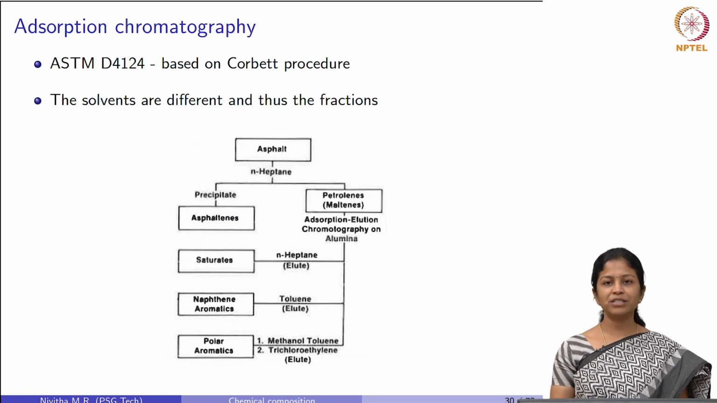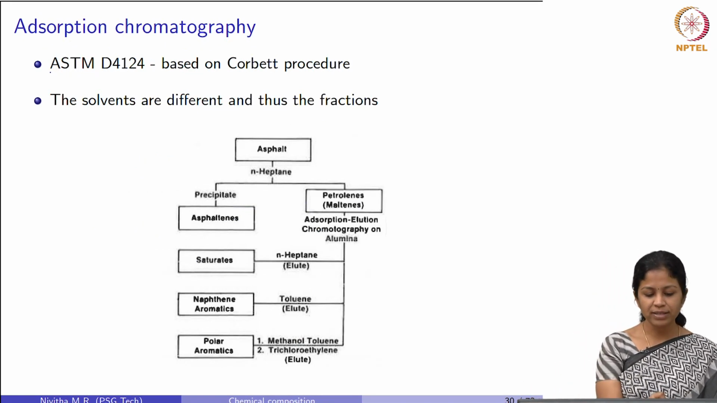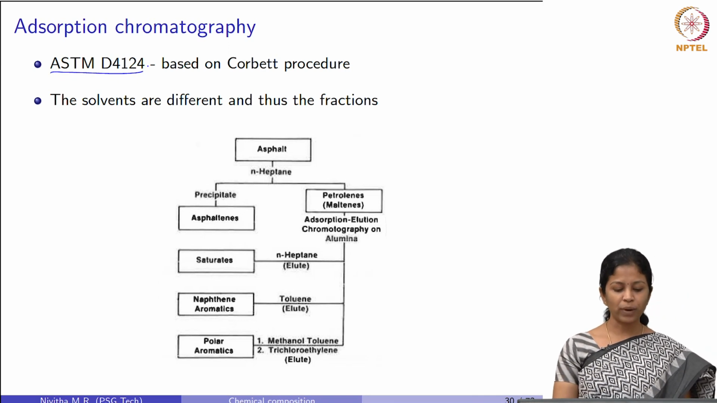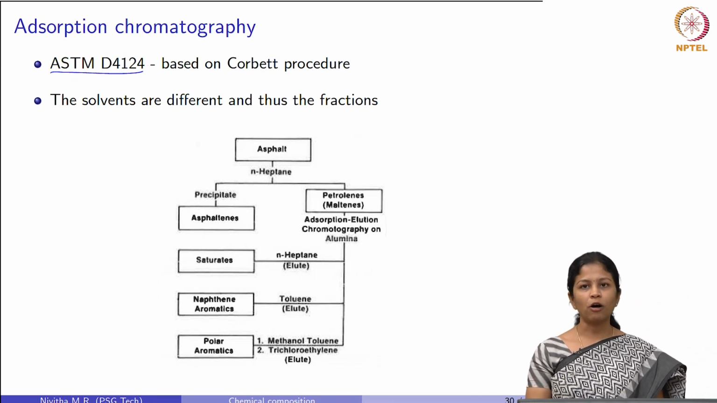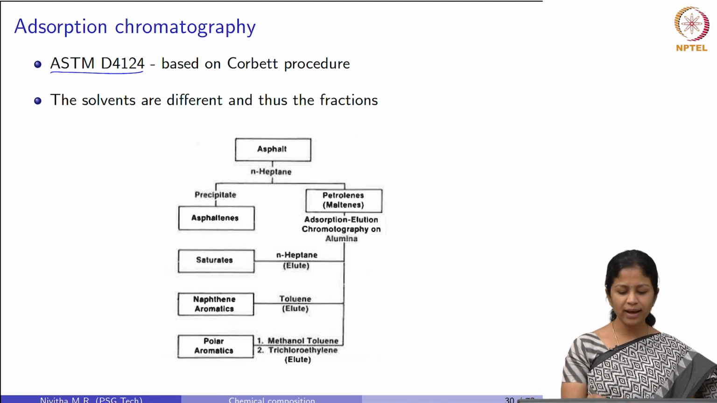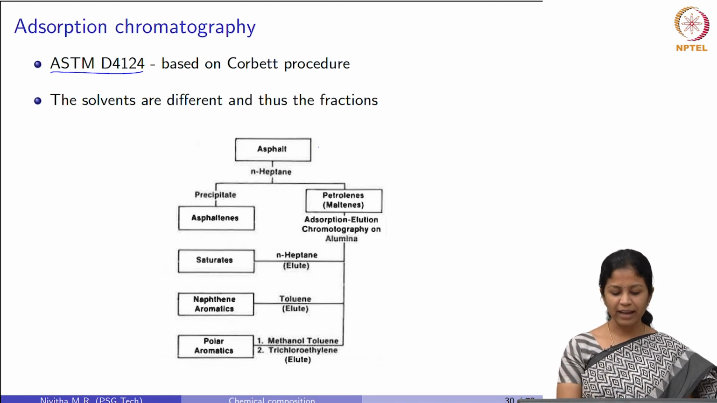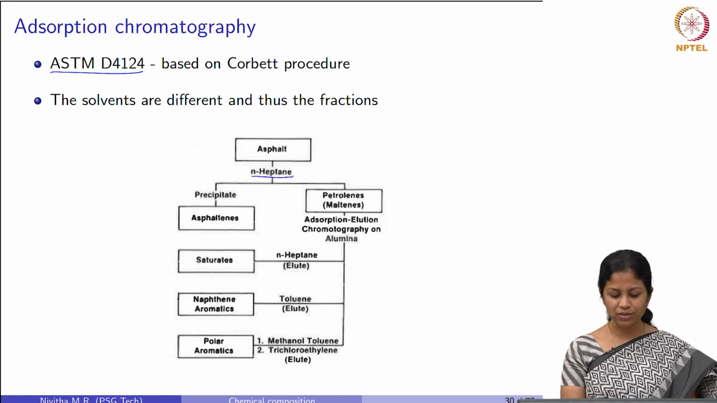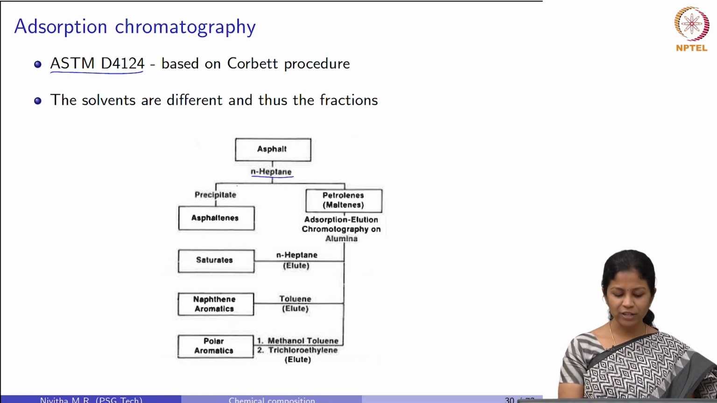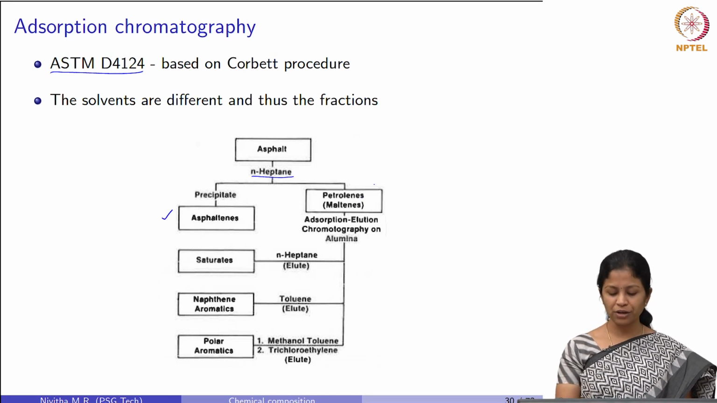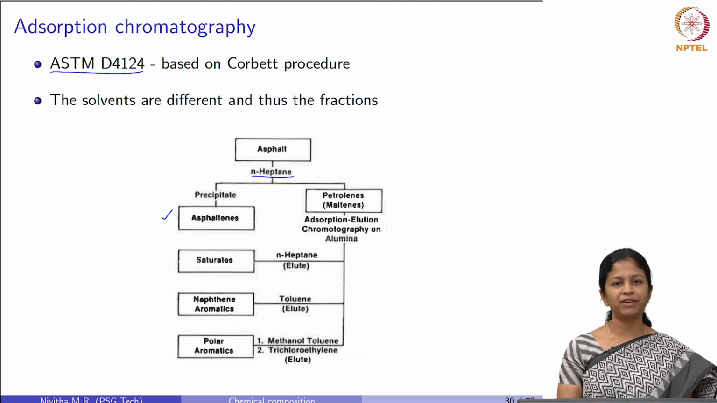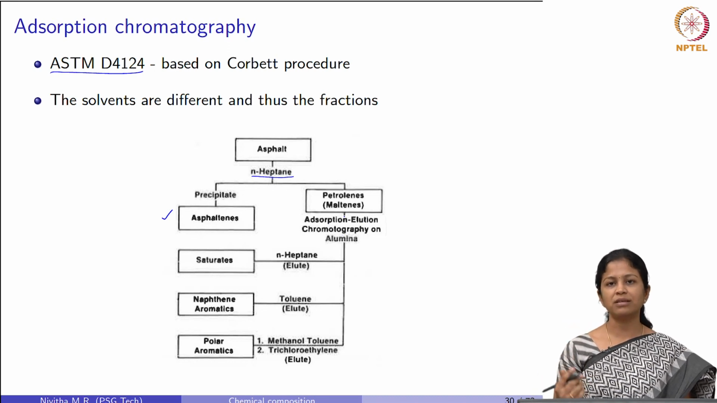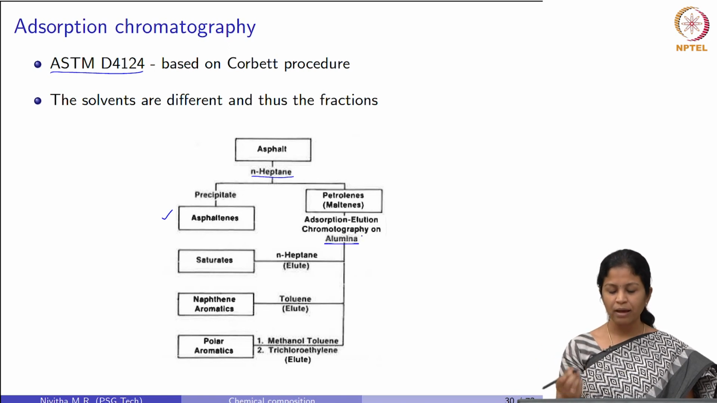This was later revised into an ASTM standard, ASTM D4124, which is based on the Corbett procedure. Here again it is nearly identical. We have asphalt, we dissolve it in N-heptane as a solvent, whatever is precipitated is called asphaltenes, and whatever is in solution we call petrolanes, or here they have defined it as maltenes. It is then subjected to adsorption elution chromatography on alumina. So, here alumina is used as a chromatographic column, and they have specified the material also.